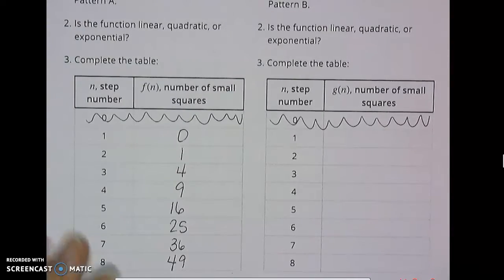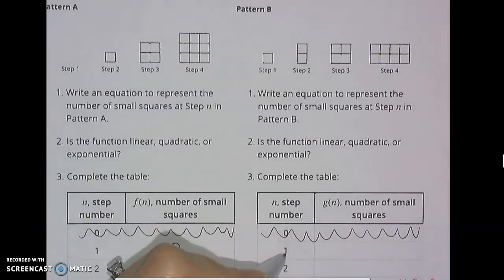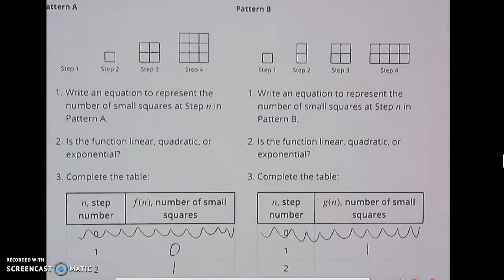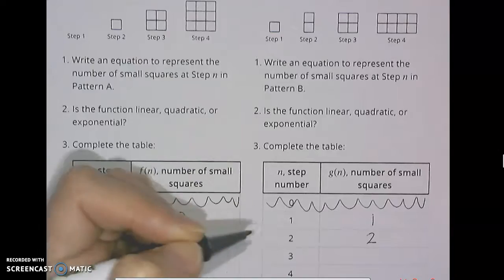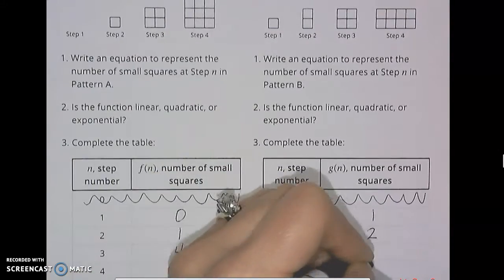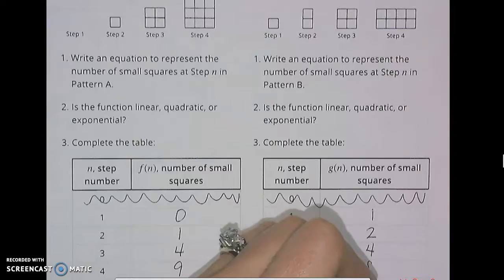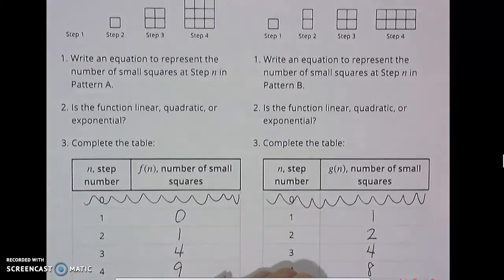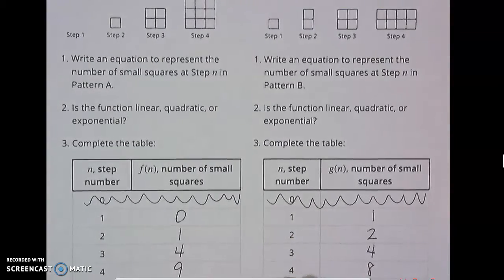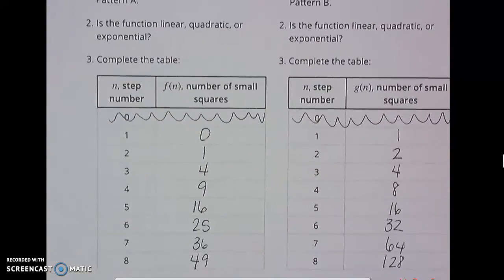Okay. Looking at pattern B, in the first step we had 1. In the second step we have 2 because we're doubling it each time. So in step 3 there would be 4. Then we would have 8, 16, 32, 64, and 128. So that's going to fill out the rest of our chart down here.